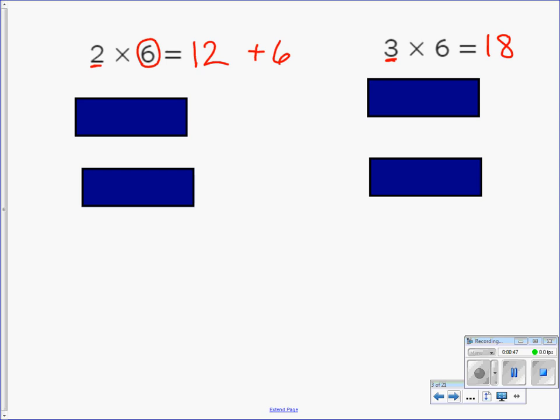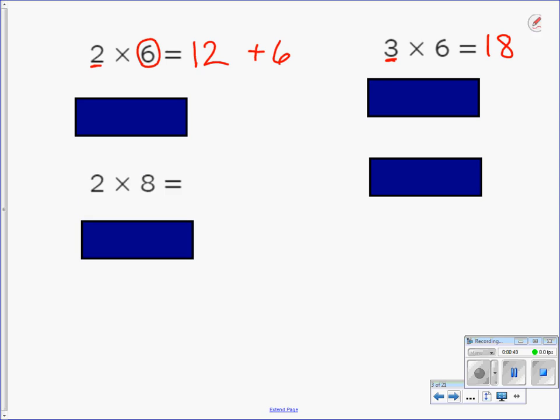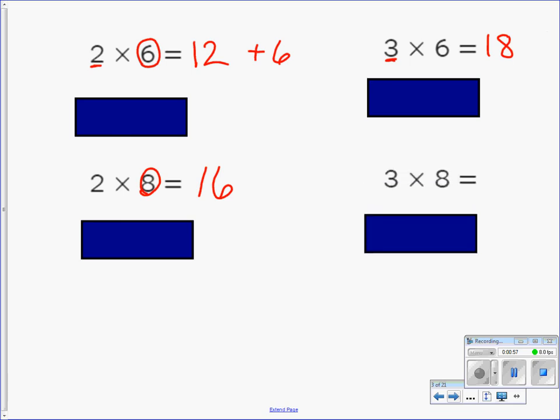Okay. 2 times 8, well, 2 times 8 is 16 because I'm just going to double that factor. And how can I use that to help me with 3 times 8? Well, I had 2 8's here. Now I have 3, so I'm just going to add another 8 on. So 3 times 8 must equal 24.